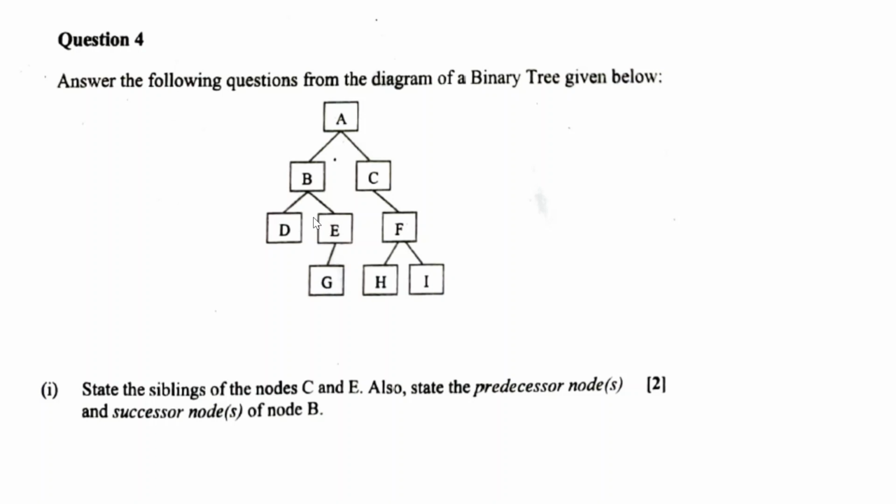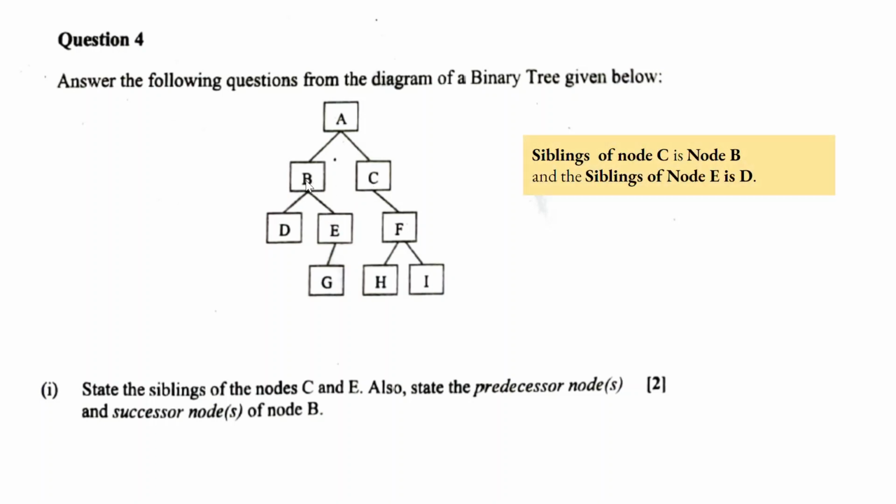So look at the tree and try to find the siblings for C. What are the siblings for node C? The sibling for node C is B, because B and C belong to the same parent. They are generated from the same parent. And the sibling of node E is D. Again, D and E belong to the same parent.